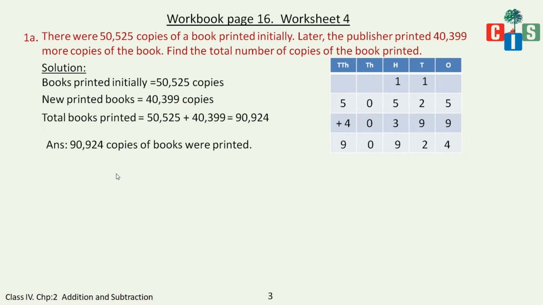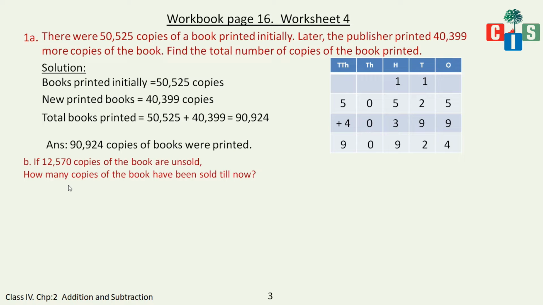Fine. Now moving on to the second part of the same question. It says that if 12,570 copies of the books are unsold, so out of the books that were printed and kept, this many books were unsold. How many copies of the book have been sold till now? So I have to find sold copies. Fine. So I know that this is a sum from subtraction.